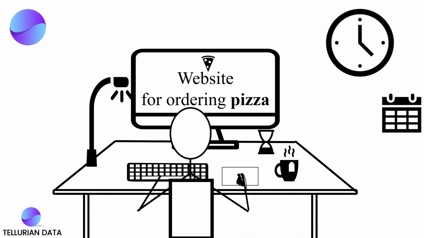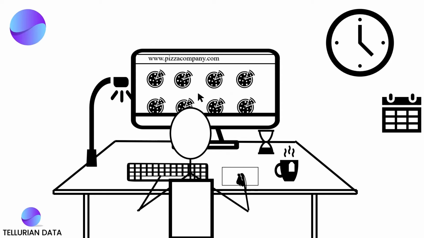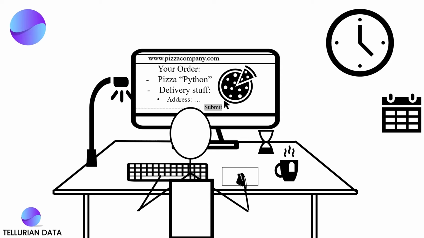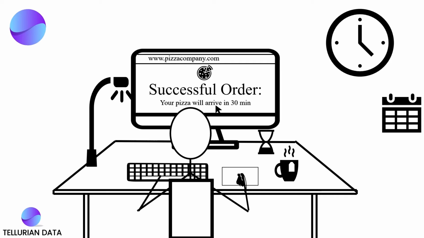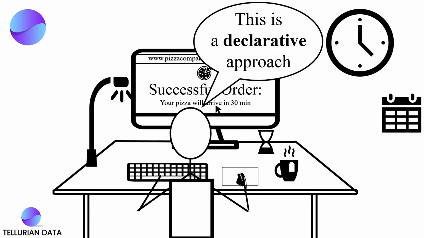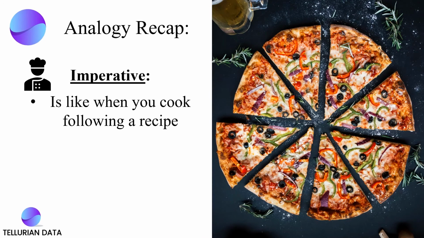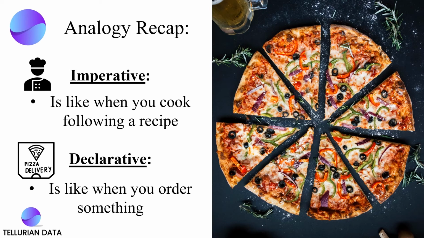If you decide to order pizza, you just go to the website and specify the kind of pizza you want and where to deliver it. And that's it. You don't care about the cooking process, you just send a request with all the details and you get your pizza, no instructions on how to make it. So it's a declarative approach for solving this problem, since you don't care about the step-by-step instructions needed for cooking pizza, you just specify what exactly you need and you get it. So let's recap. The imperative paradigm is like when you cook following a recipe, and the declarative paradigm is like when you order something.